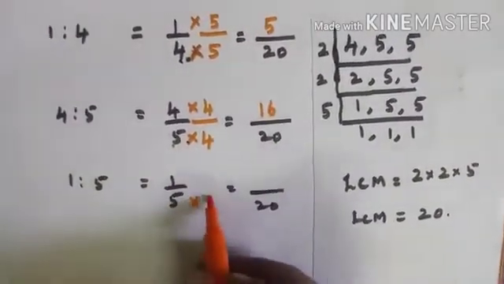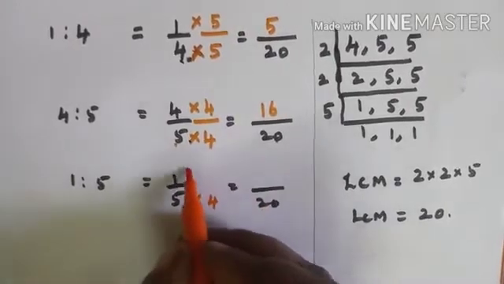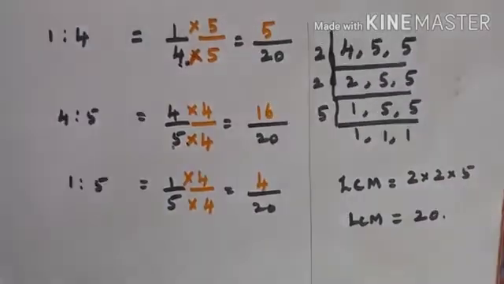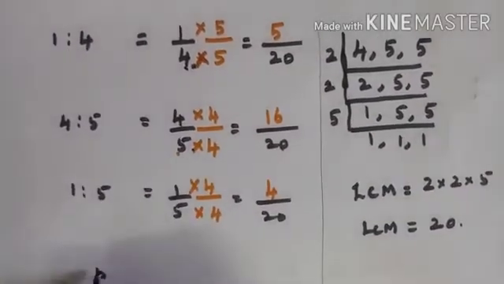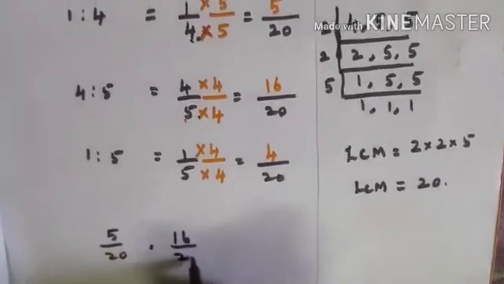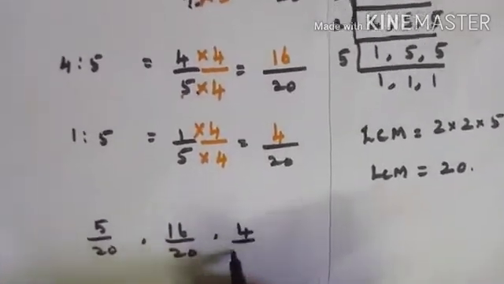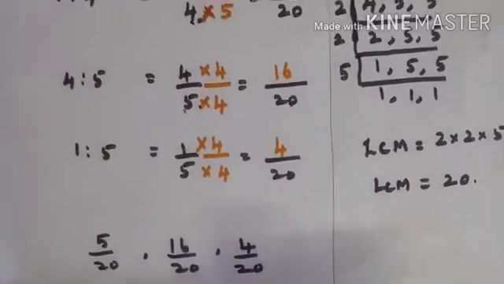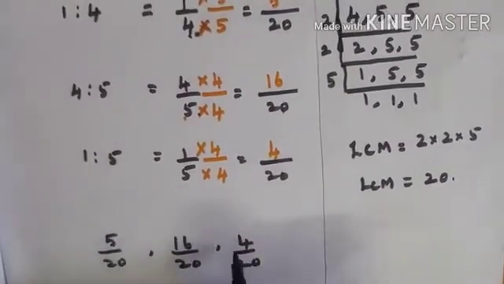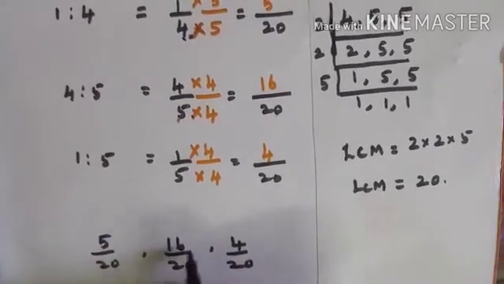So here also 5 4s are 20, and here 1 4 is what? 4. Now what we got? 5 by 20, comma 16 by 20, comma 4 by 20. Now all the numbers we got have the same denominator. Now you see the numerators here: 5, 16 and 4.